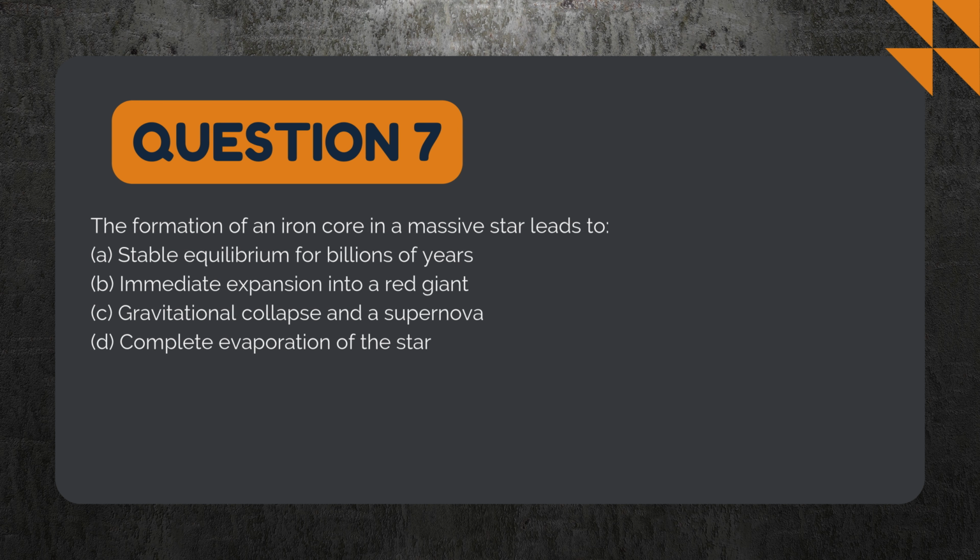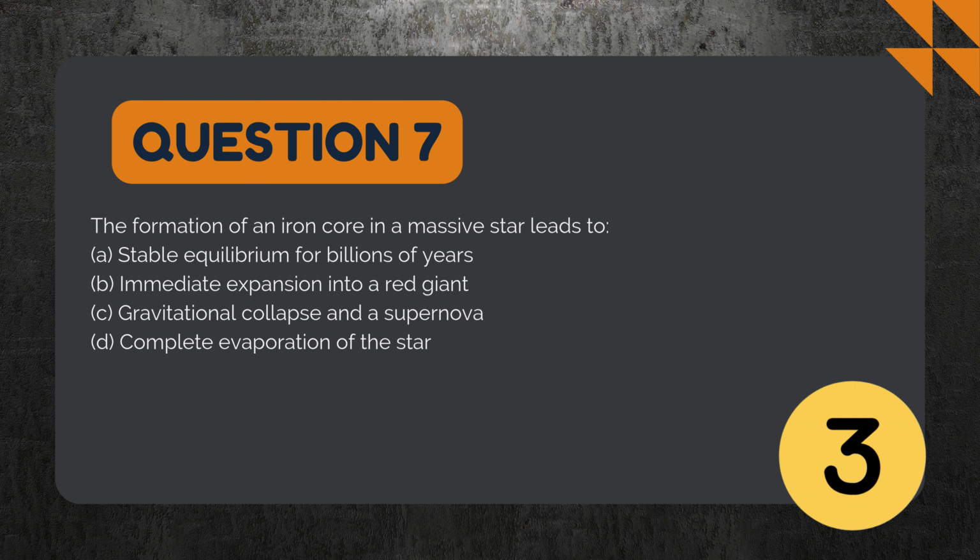Question 7. The formation of an iron core in a massive star leads to A, stable equilibrium for billions of years. B, immediate expansion into a red giant. C, gravitational collapse and a supernova. D, complete evaporation of the star.